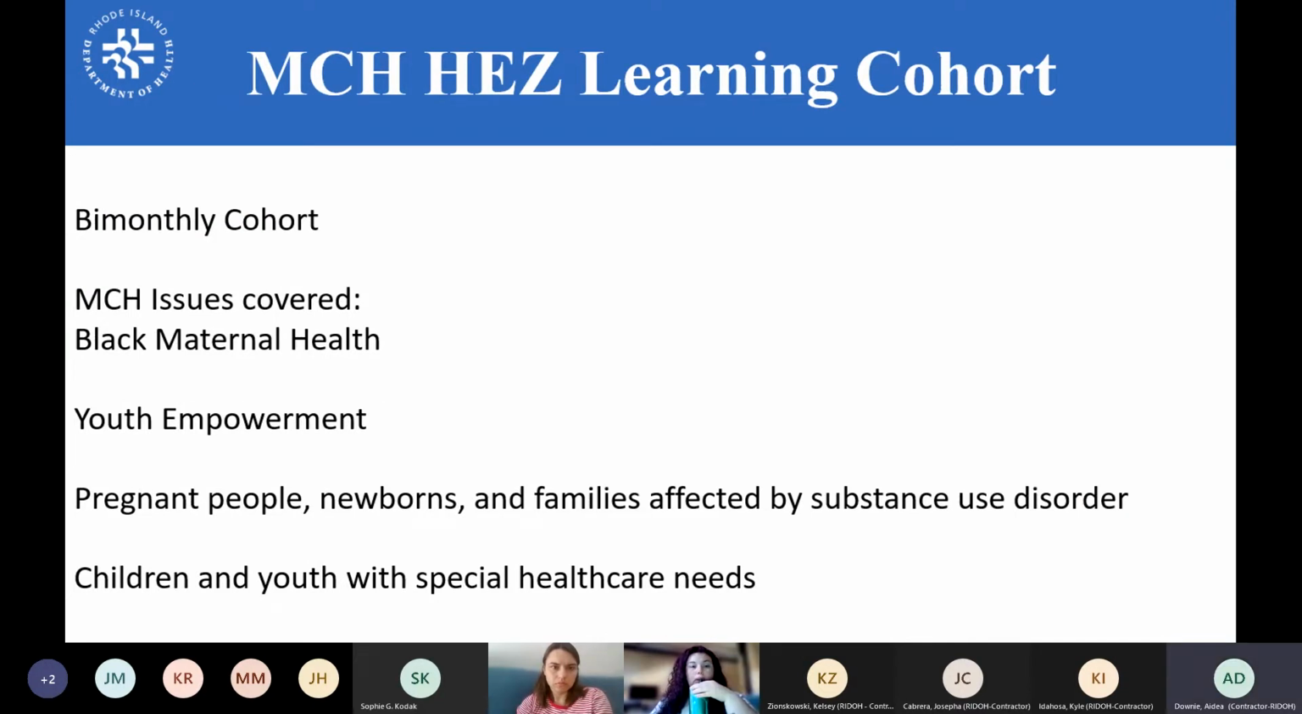And also, as I had said before, the MCH has a learning cohort. It's a bi-monthly cohort, and we've covered various issues like Black maternal health, youth empowerment, substance-exposed newborns and families and pregnant people affected by substance use disorder, as well as children and youth with special healthcare needs and different resources out there. Within each of these cohorts, we've had people from the community, particularly people of color, who have come and talked about their experiences, and how the health equity zones in the state can really dig in and get at the crux of the issues they're facing.